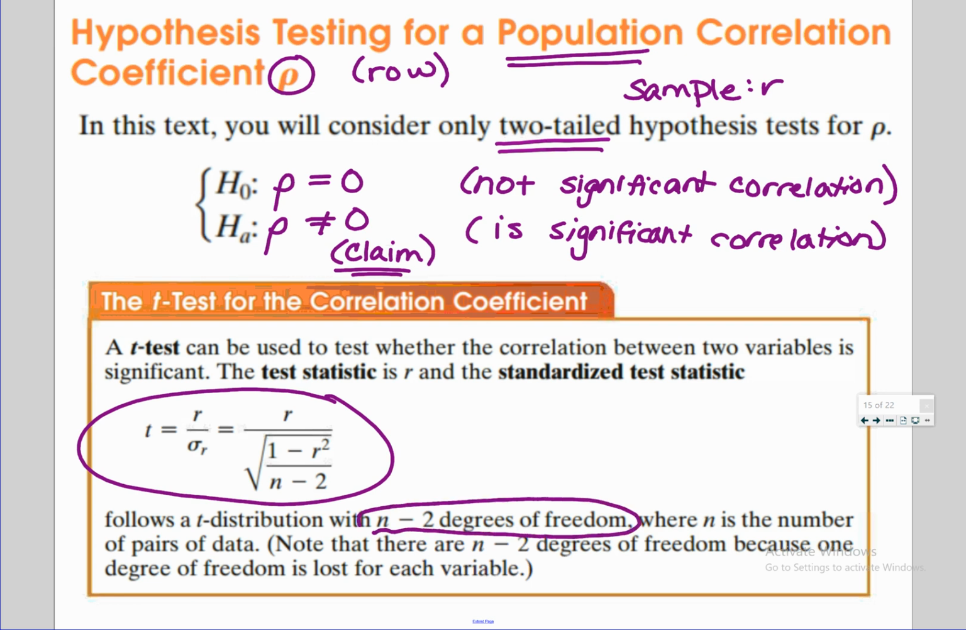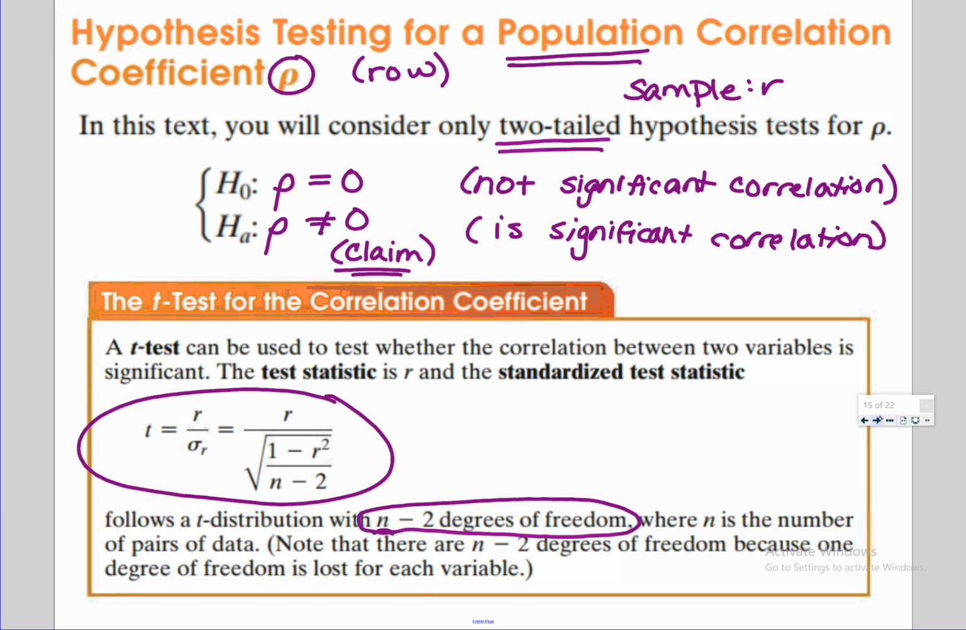Now this is different. When we find critical values, we're going to use our t-chart. Before, when we used our t-chart, our degrees of freedom was n minus 1, because we only had one variable. Because we have two variables now, an x and a y, our degrees of freedom will always be n minus 2, which is also why you see that n minus 2 in the denominator there. It's part of our margin of error. Okay? Good?